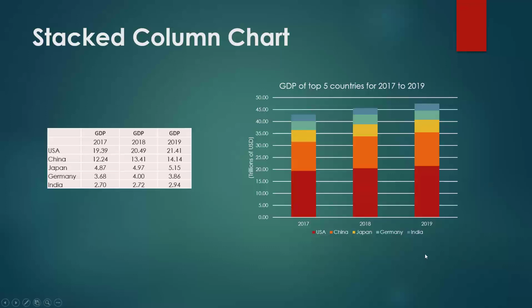Now, you could stack it 2 different ways. You could have put the 5 countries in the 5 columns, and then stack 2017, 18, and 19, one on top of each other. But I think in the context of this data, this type of stacking looks better than the other type. Although in Excel, you can go either way, and I'll show you how.